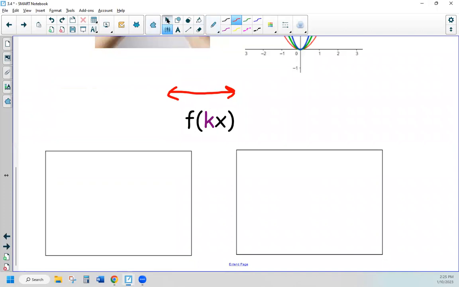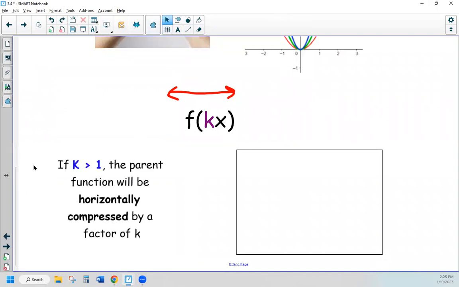So let's do that. Boom. If k is a number that's more than 1, like 5, the one that I just used right now, the parent function is going to be horizontally compressed. It's going to be horizontally compressed.